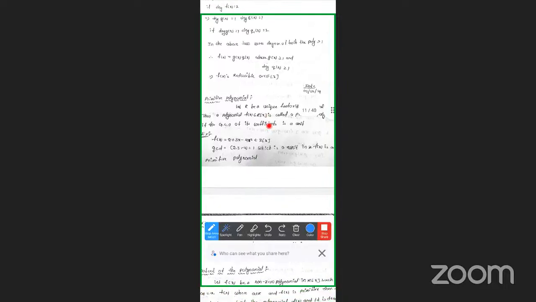So again, the definition: let R be a unique factorization domain, then a polynomial f of x belonging to R of x is called a primitive polynomial if the GCD of all its coefficients is unity, or 1. Then we can say the given polynomial is a primitive polynomial. Example: 2 plus 3x minus 4x square. Here the GCD of all coefficients is 1, so f is a primitive polynomial. Next, another example: 2 plus 4x plus 10x square belonging to Z of x. Here the GCD of 2, 4, 10, the greatest common divisor, is 2.